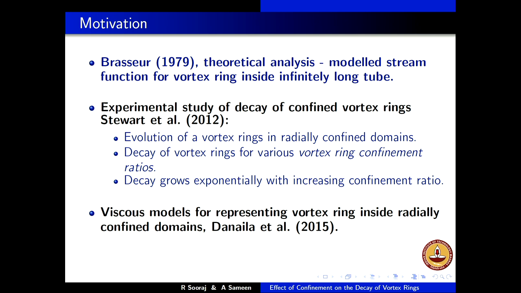Then in 2015, Daniela came up with a viscous model for representing a vortex ring inside a radially confined domain. Later in 2017, they modified the viscous model, which had been developed for a circular cross section of the vortex core, to accommodate an elliptic cross section for the vortex core.